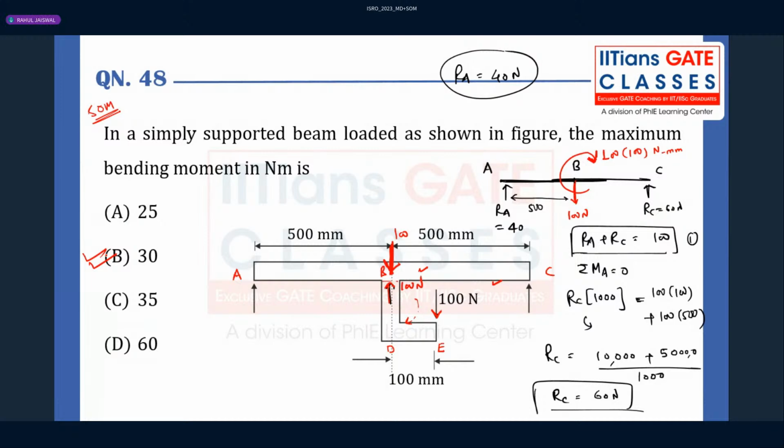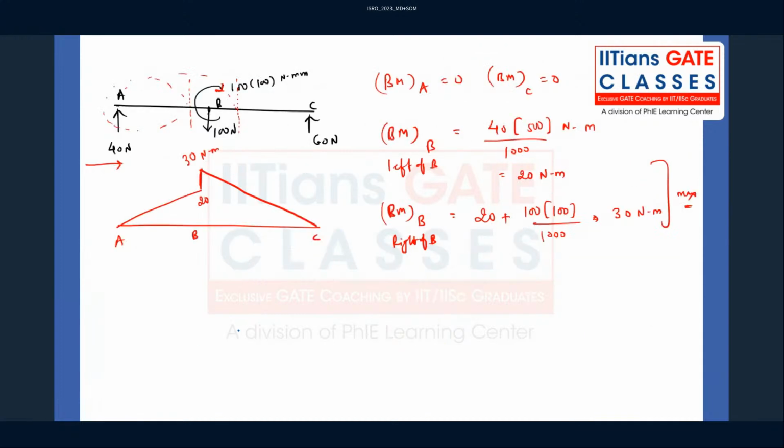Again, very similar fashion questions. They are repeating from 2015 to 2016. Right. So this is a bending moment diagram. You can move from here to here also, right to left also. I have taken from left to right. You can also move from right to left. Again, you will get the same answer.